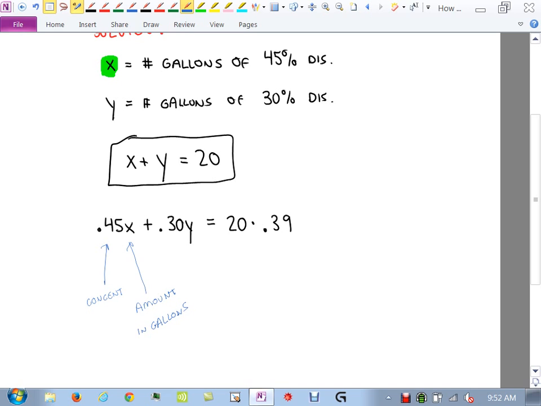I will tell you what the answers are. If you work this out on your own at home, you should get 12 for X, and for Y, you should get 8. So that means you would pour in 12 gallons of the 45%. You would pour in 8 gallons of the 30%, stirred up. You would have 20 gallons of 39% mixture. Does that help a little bit to see another one worked through without all that added on? Yes? Okay.